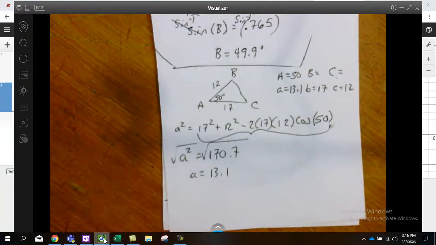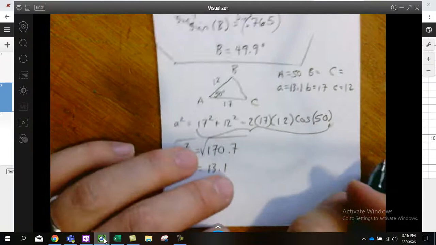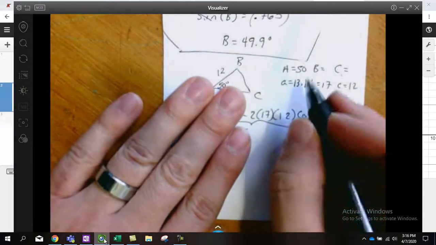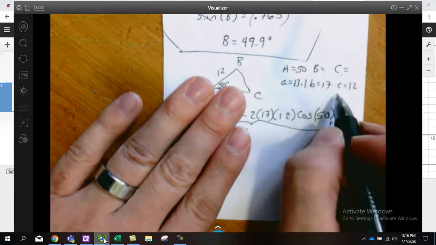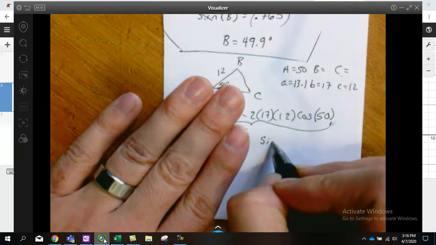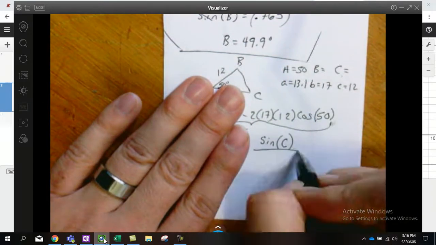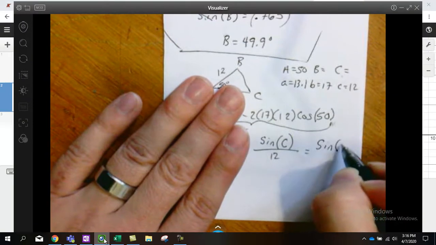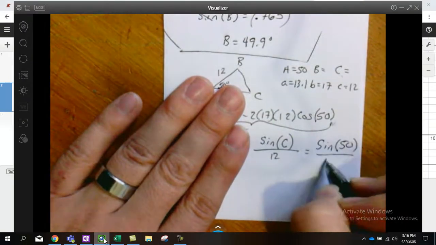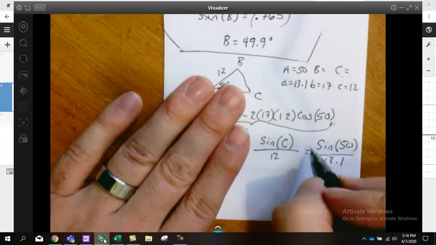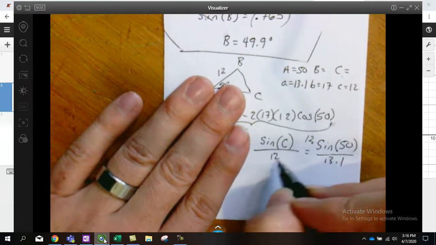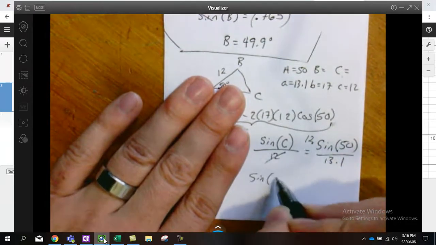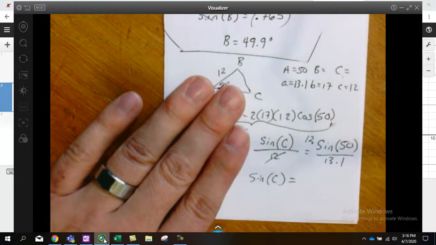When I have a choice, choose the smallest angle if I have a choice. So I'm going to choose A and look for C. I'm looking for capital C, sine of big C over 12, sine of big A, 50 over 13.1. Should have gotten that from the last part of the assignment.